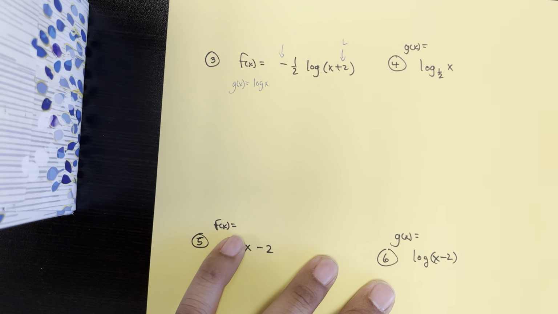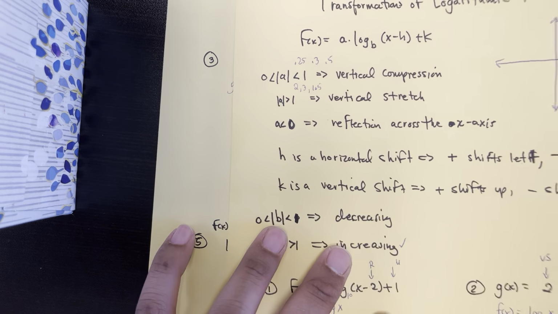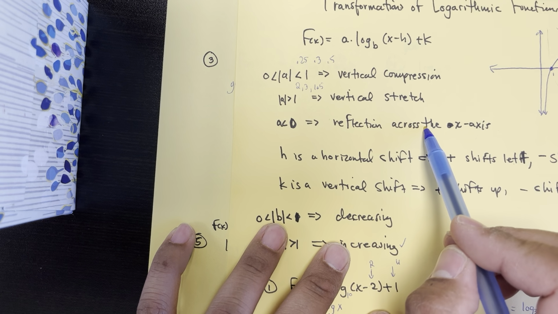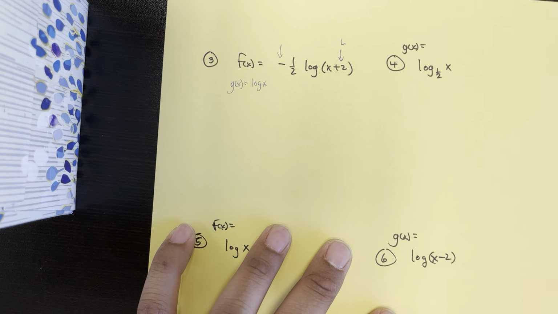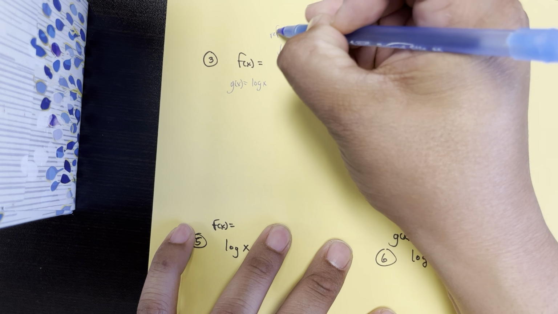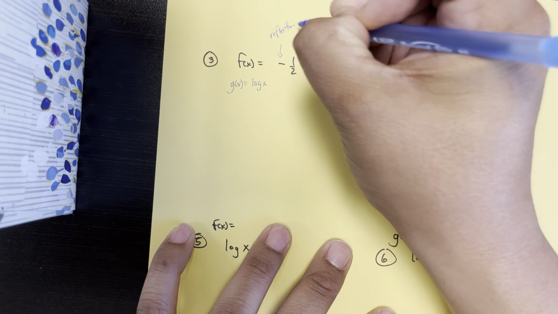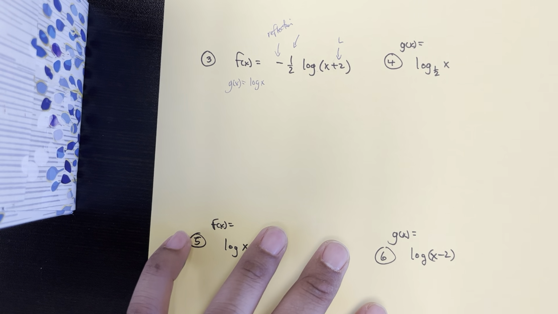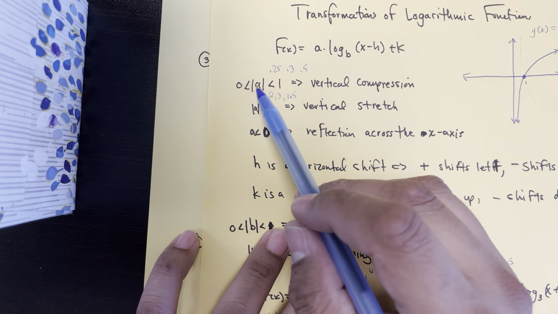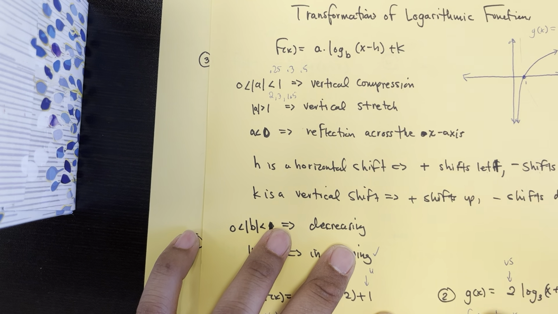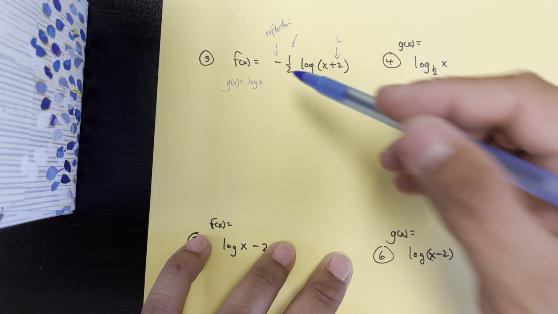This right here, if you guys go back to this part here, since A is negative, that means it's going to reflect across the x-axis. Okay, so this is going to be a reflection. This one here, since it's between 0 and 1, the positive value of it, that means it's going to compress, so it's going to look more wider than the parent function.